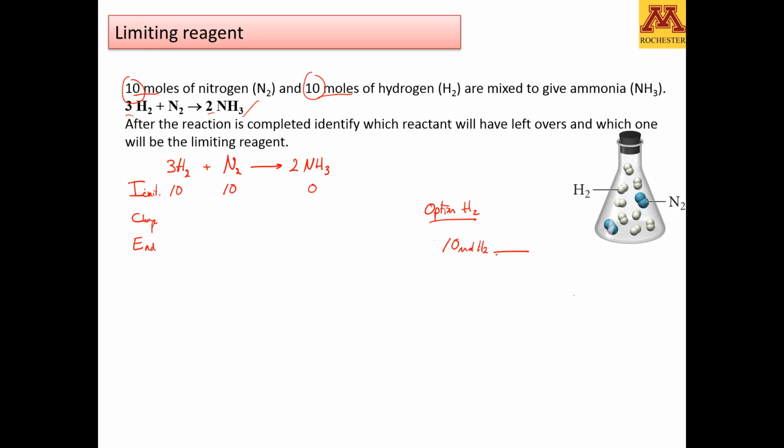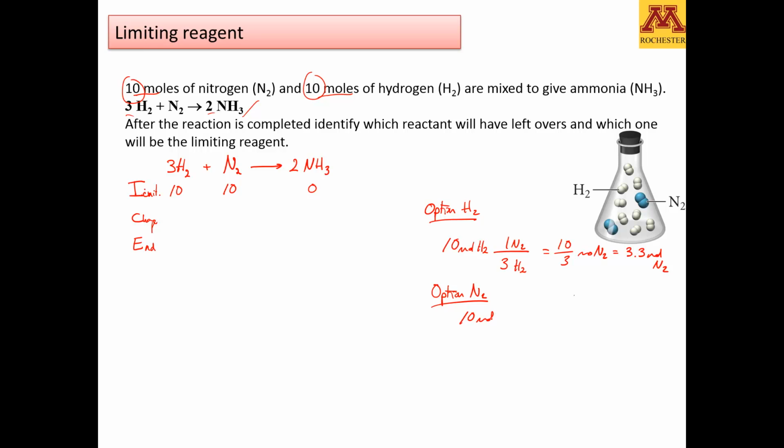So 10 moles of hydrogen, the reaction says that for 3 moles of hydrogen, 1 mole of nitrogen reacts. This means that for the 10 moles of hydrogen, I need 10 over 3 moles of nitrogen, which is 3.3 moles of nitrogen. The other option would be that I run out of nitrogen first. And let's see how we can incorporate this data into the ICE table.